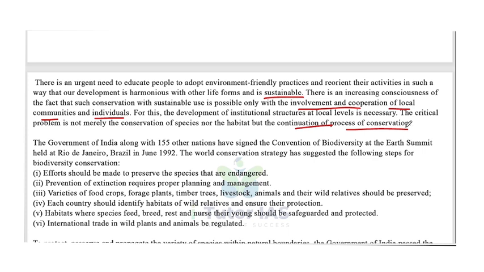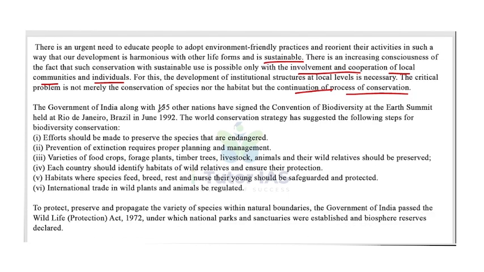Now, the Government of India along with 155 other nations has signed the Convention on Biodiversity at the Earth Summit held in Rio de Janeiro, Brazil in June 1992. The World Conservation Strategy has suggested the following steps for biodiversity conservation. First one, effort should be made to preserve the species that are endangered. Second one, prevention of extinction requires proper planning and management.